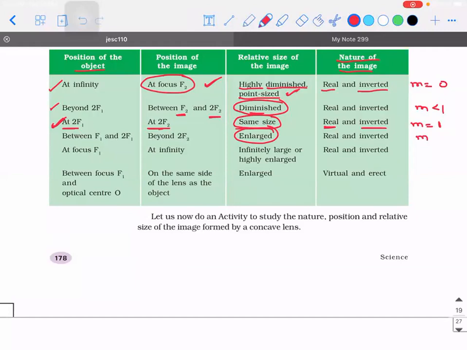So when it is enlarged, M will be greater than 1. Infinitely large or highly enlarged: M is equal to infinity. Highly enlarged means how much is the image? So it would be greater than 1, or it is infinity because it is infinitely large.